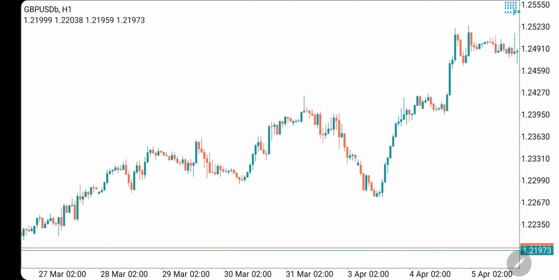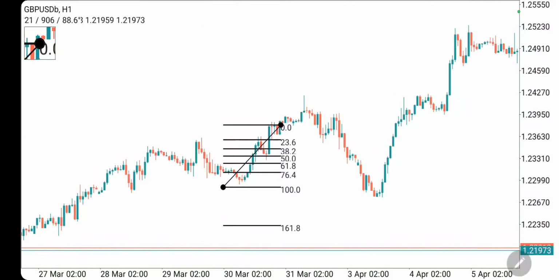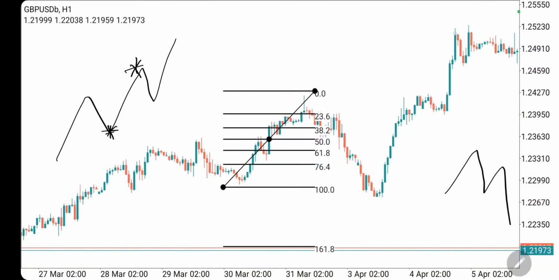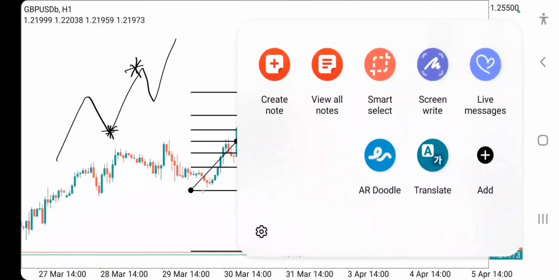When I've clicked on it, to get my retracement, I will draw from down to up. How do I know? If you are in a bullish phase, you draw your retracement from the swing low to the swing high. Why? Because you are moving up. In a bearish phase, you are drawing your retracement from the swing high to the swing low.